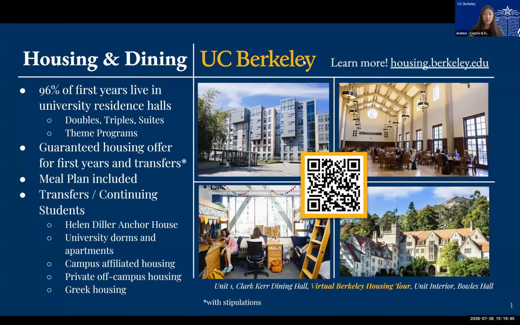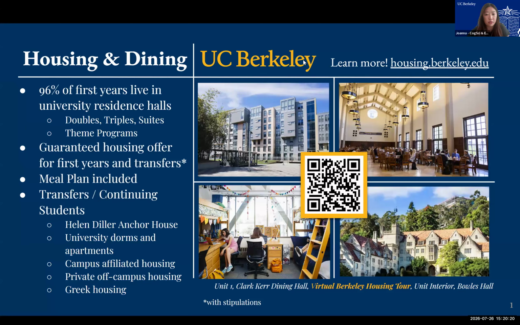Thank you, Sebastian. That is a very well introduction of our undergraduate schools. So to start off with housing and dining, I want to give some facts. 96% of our first year students live in university residence halls. You'll mainly find doubles and triples, but there's also suite style living where 2 to 4 rooms will share a bathroom. And we also have theme programmed housing built around specific identities and communities.